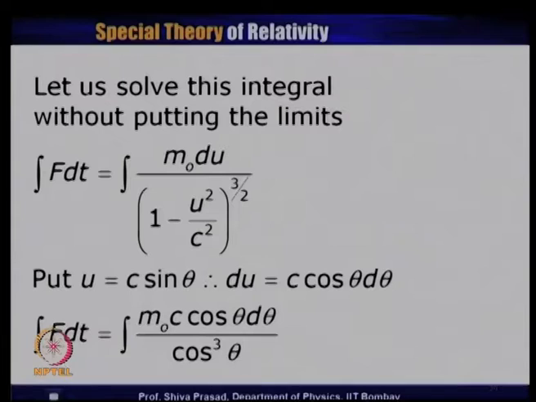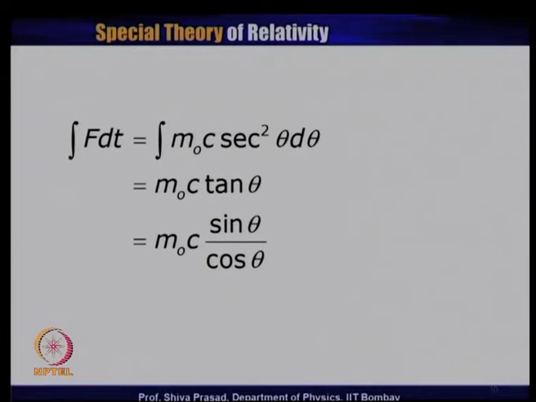So, this is what I have written here. Integral of F dt is equal to m naught, and for du, as I have said, we have written c cos theta d theta divided by cos cube theta. This c remains here. This cos theta will cancel with one of these powers, so this will become cos square theta, and eventually you will get 1 upon cos square theta, which is sec square theta d theta. So, this equation becomes integral of F dt is equal to integral of m naught c sec square theta d theta. We know that sec square theta, when integrated, becomes tan theta. So, this equation just becomes m naught c tan theta.